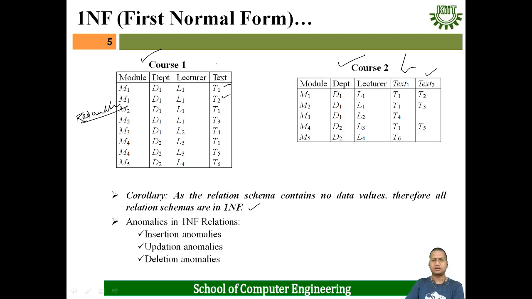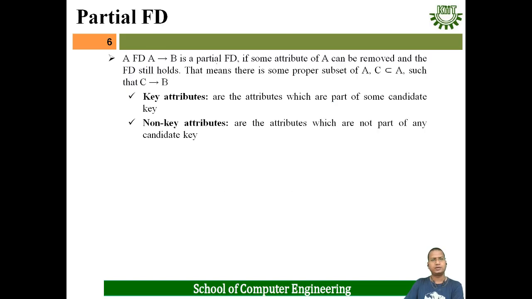As the relation schema contains no data values, but the anomalies in 1NF relations are insertion anomalies, updation anomalies, and deletion anomalies. Okay, anomalies may be present in 1NF. Next we will see partial functional dependency. I have already told you what are key attributes. In this case, what are key attributes, what are non-key attributes.